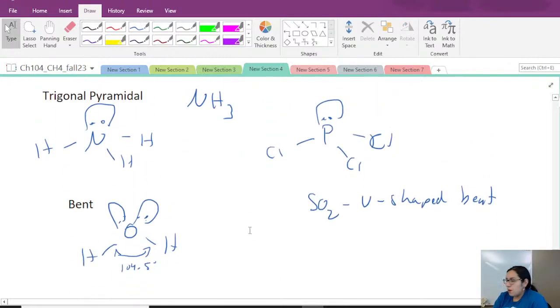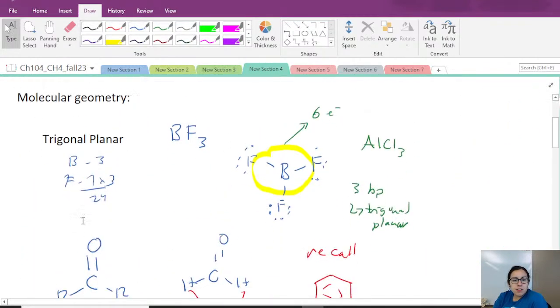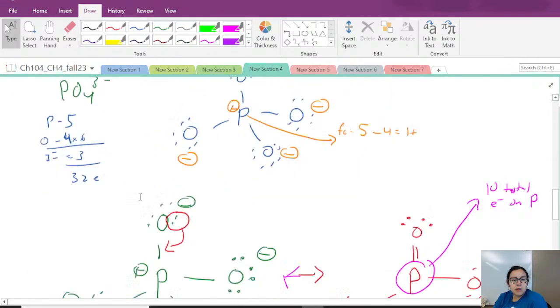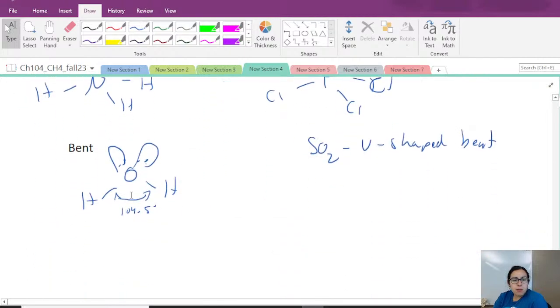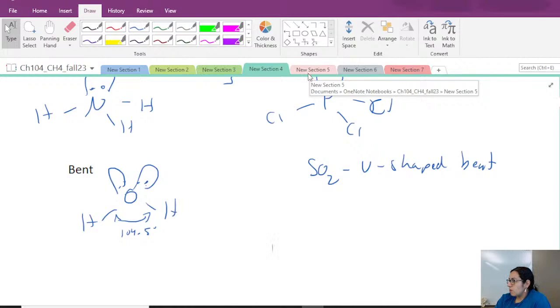So are we feeling okay about geometry? For the purposes of your class, these are the main ones that I would focus on: trigonal planar, tetrahedral, trigonal pyramidal, and bent. All the extras that are on your Vesper sheet are more for your enjoyment and understanding as you continue in your educational journey. For your testing, it'll be mainly focused on those basic ones. So feeling okay about geometry then?